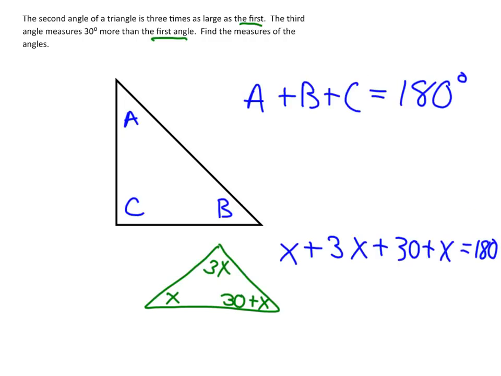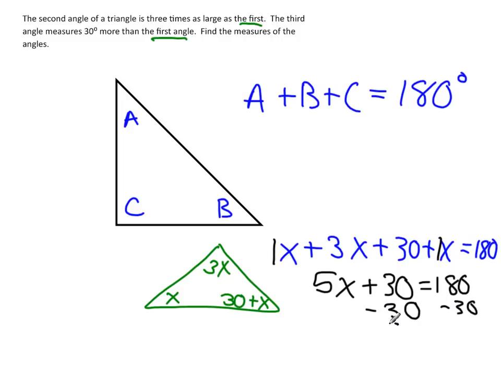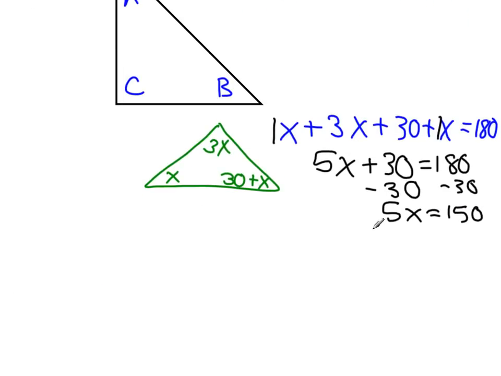And it does. So let's go ahead, now that we have some like terms, and combine them. Remember, this is really 1x. So we have 1x plus 3x is 4x, plus another 1x is 5x, plus 30 equals 180. We've got to get x by itself, so we'll subtract 30 from both sides. And we have 5x equals 150. We have to divide by 5 on both sides, and x equals 30.